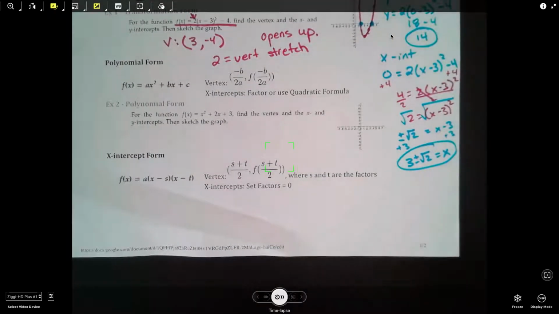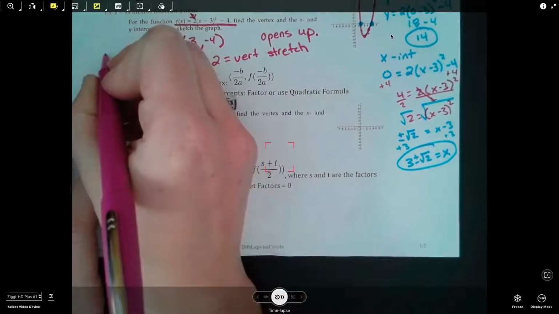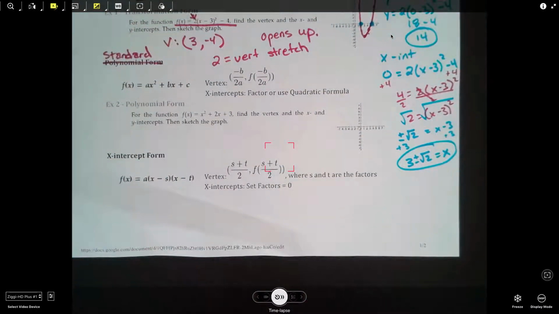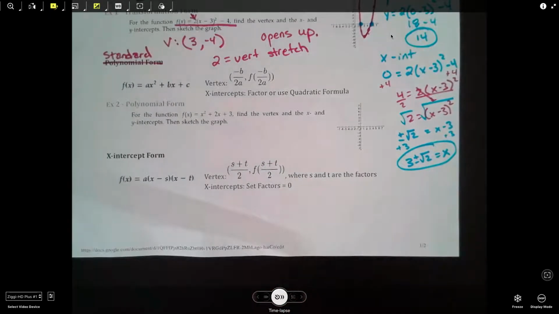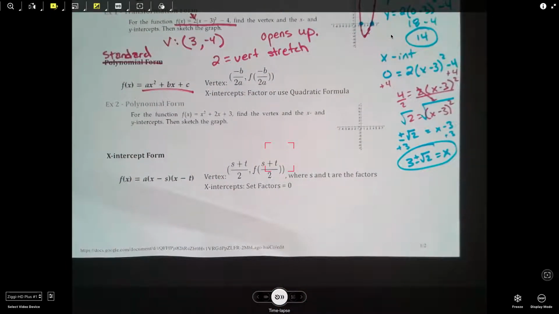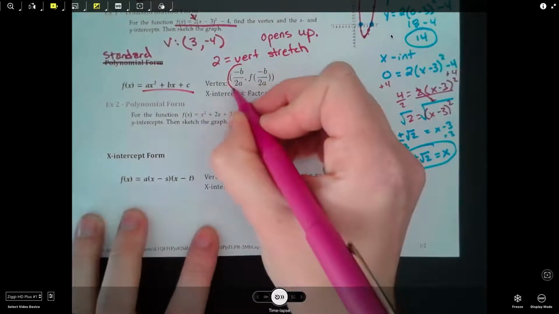Okay, now the next one is polynomial form, which I do not call polynomial form. I call it standard form, because every other book besides this one will call it standard form. Your book will call it polynomial form, but the other ones call it standard form. Standard form is ax squared plus bx plus c. That's the main quadratic function standard form. When you're trying to find the vertex, you use negative b over 2a.